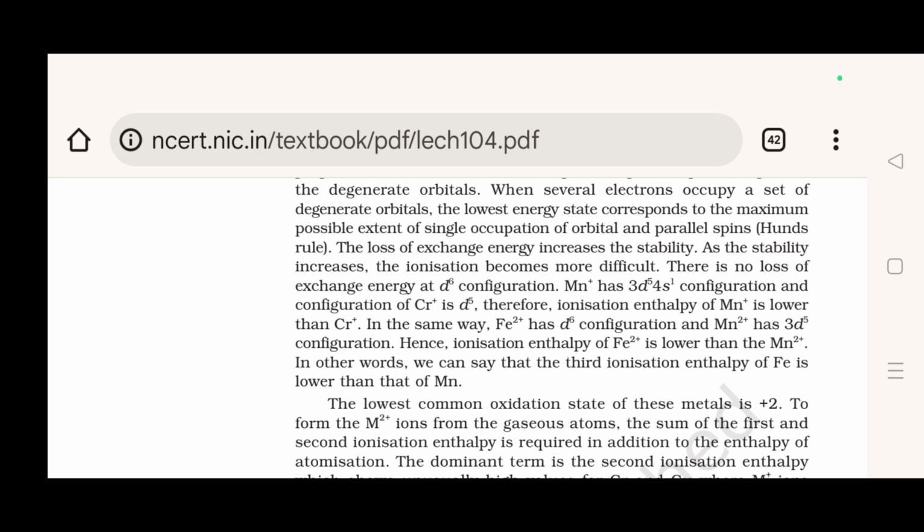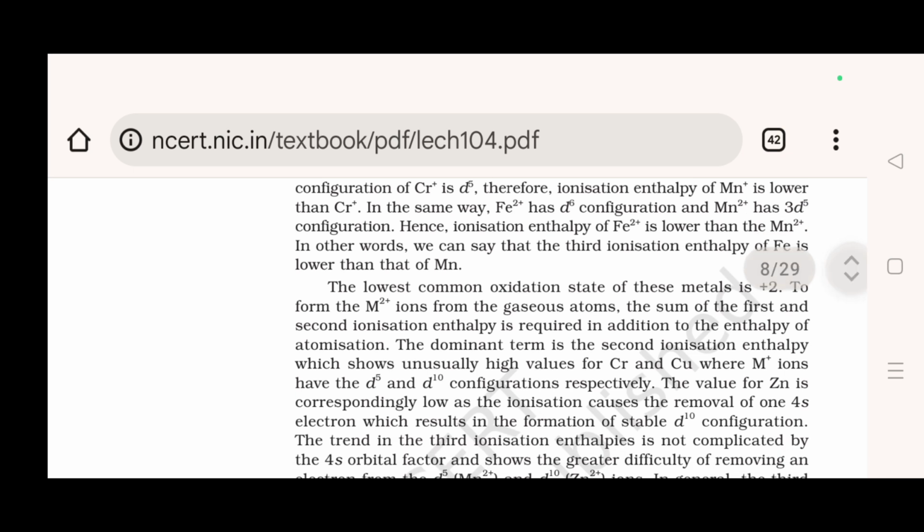In the same way, Fe2+ has d6 configuration and Mn2+ has 3d5 configuration. Hence, the ionization enthalpy of Fe2+ is lower than Mn2+. In other words, we can say that the third ionization enthalpy of iron is lower than that of manganese. The lowest common oxidation state of these metals is +2. To form the M2+ ion from the gaseous atom, the sum of the first and second ionization enthalpy is required in addition to the enthalpy of atomization.